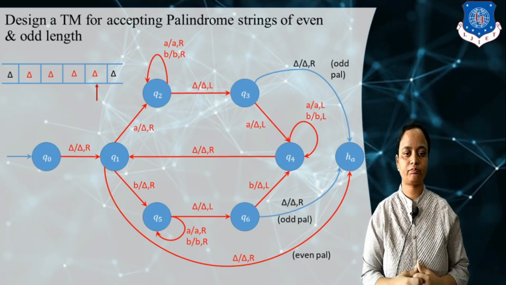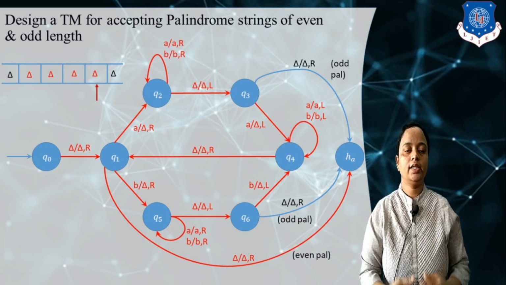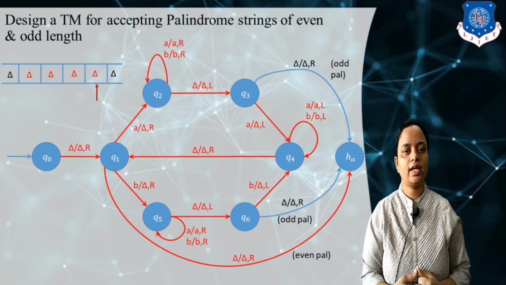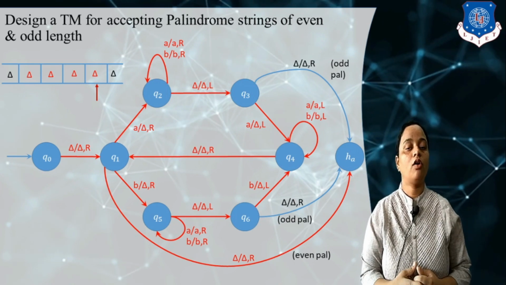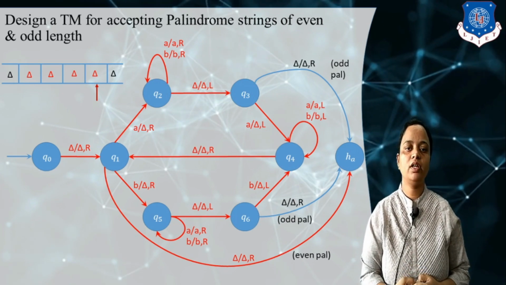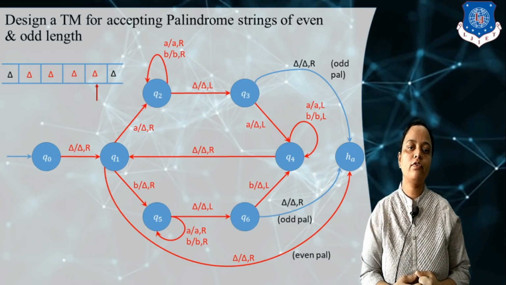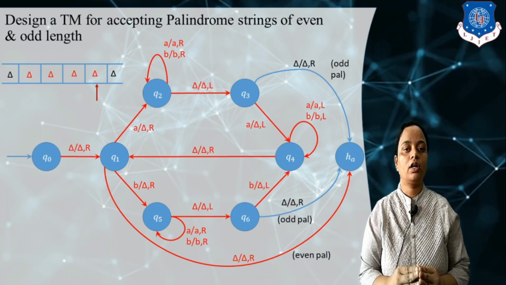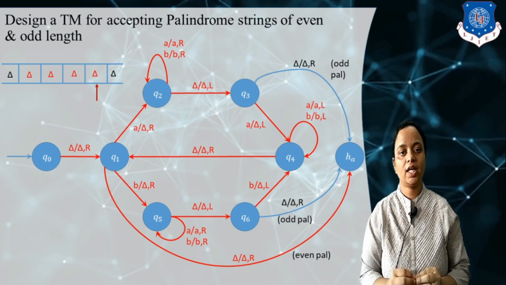So in this way we can design the state transition diagram of the Turing machine for palindrome strings of even and odd length. Now if you see, we have understood this for an input string of even length.